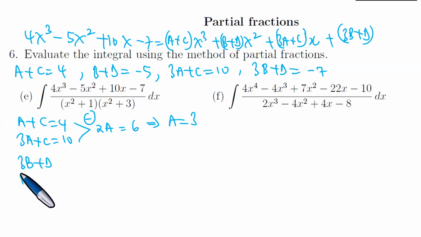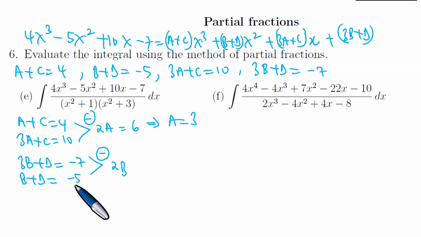This one is b + d, and b + d is −5. You subtract this one by saying 3b − b is twice b, d − d is 0. And then −7 − (−5) gives you −2. Dividing both sides by 2 gives us b is −1.